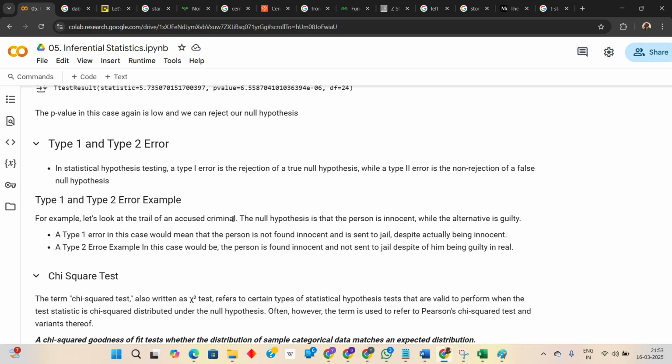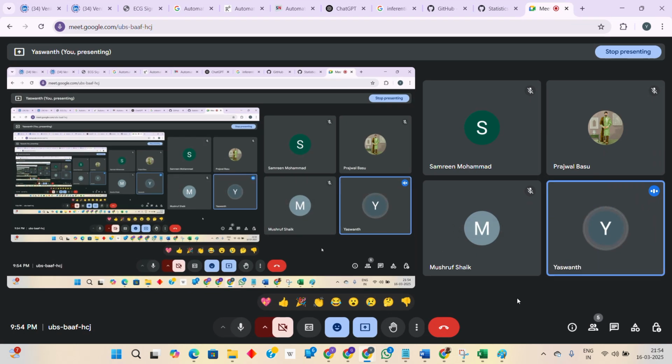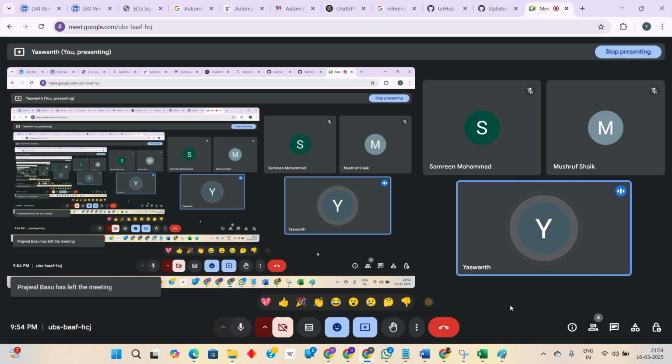Type 1 error. Type 2 error is also an error. Type 2 also an error. But what is this type of error? It would be a person is found innocent and not sent to jail, but actually he is not innocent, he is guilty. So is this type 1, type 2 clear? Let me know. Otherwise, I will again explain. Type 1, type 2 is clear.